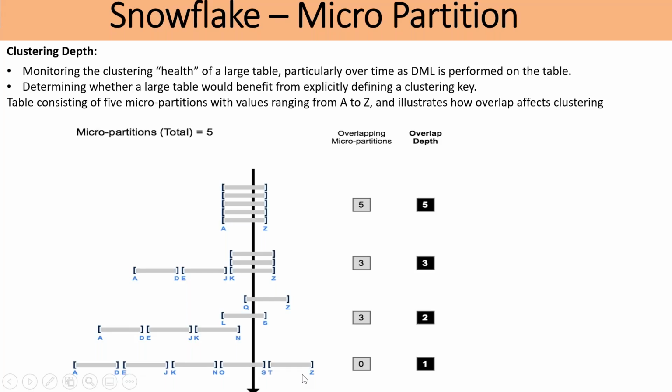And if you have data like this in the bottom one, and name is equal to Shaker, how many partitions does it have to scan? Only one. And there is no overlapping, only one. Meaning, the lower the depth, the better the data is organized. Are we clear? Yes, sir.